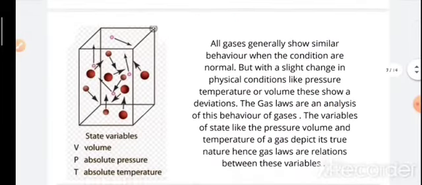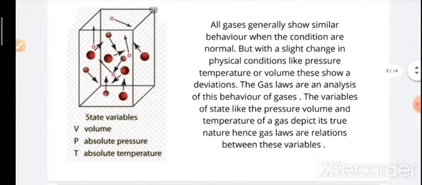Now we'll move on. All gases generally behave similarly when the conditions are normal, but with a slight change in physical conditions like pressure, temperature or volume, they show deviation. These three are the state variables, and the gas laws are built around these variables only. Under changes in the variables of state, the gas reflects its true nature, hence the gas laws are relations between these variables. There are four gas laws.